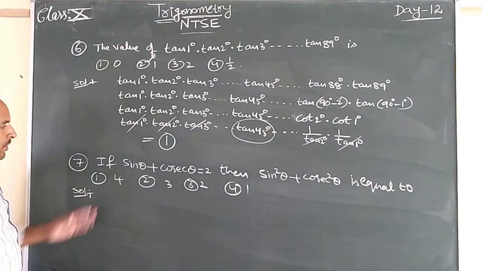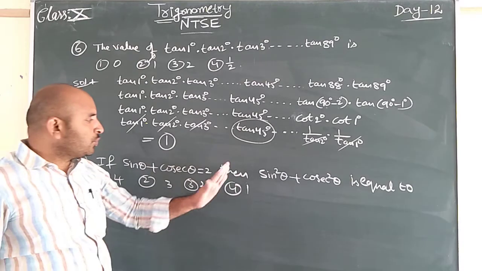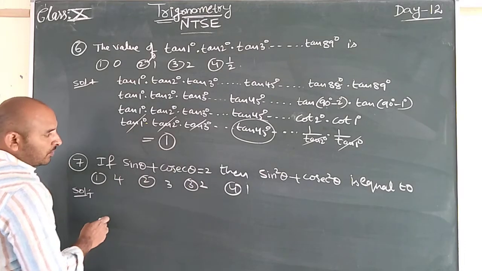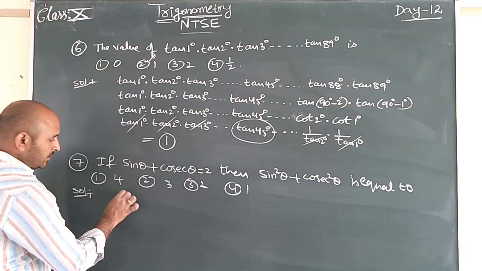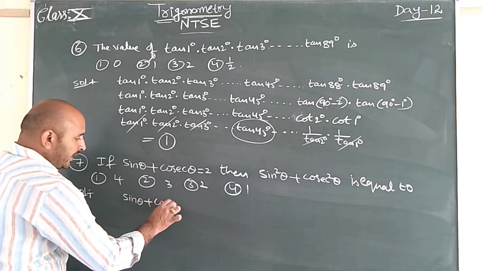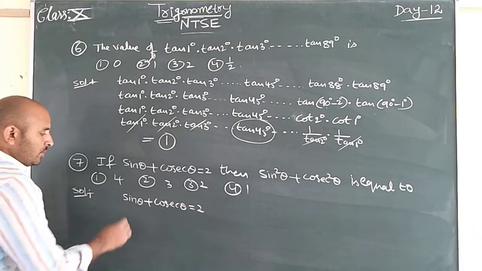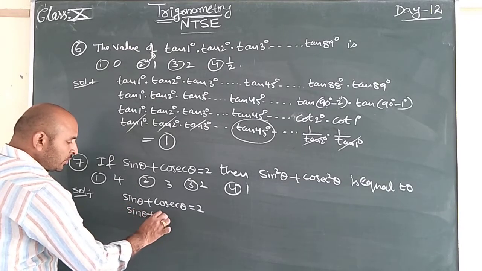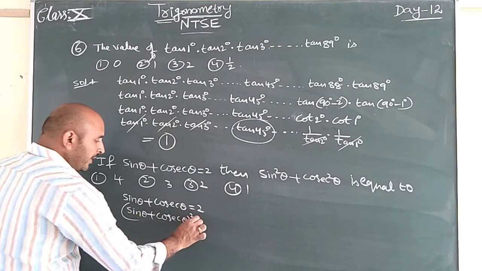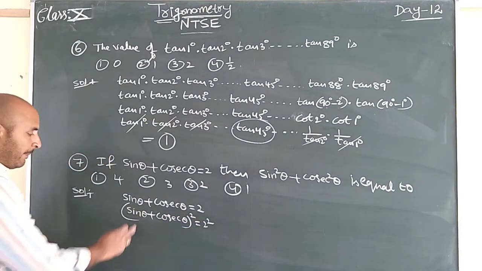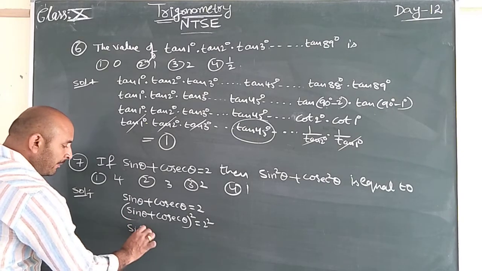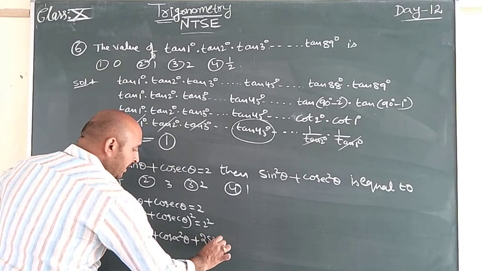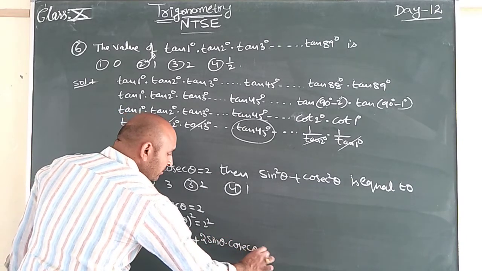Now, coming to question 7: if sin theta plus cosecant theta is equal to 2, then what is the value of sin square theta plus cosecant square theta? So sin theta plus cosecant theta is equal to 2. Squaring on both sides, (sin theta plus cosecant theta) whole square is equal to 2 square. Using the (a plus b) whole square formula, sin square theta plus cosecant square theta plus 2 into sin theta into cosecant theta is equal to 4.